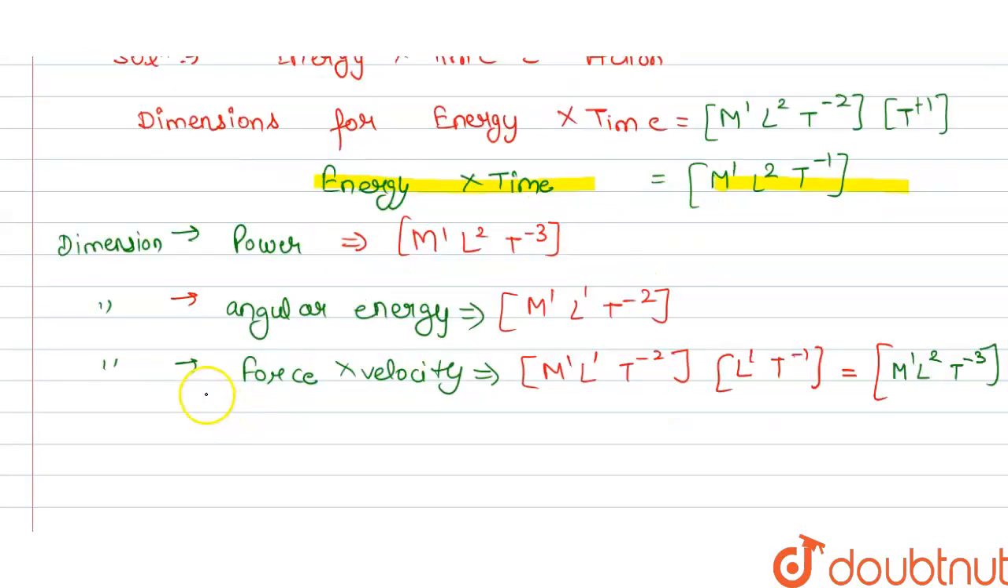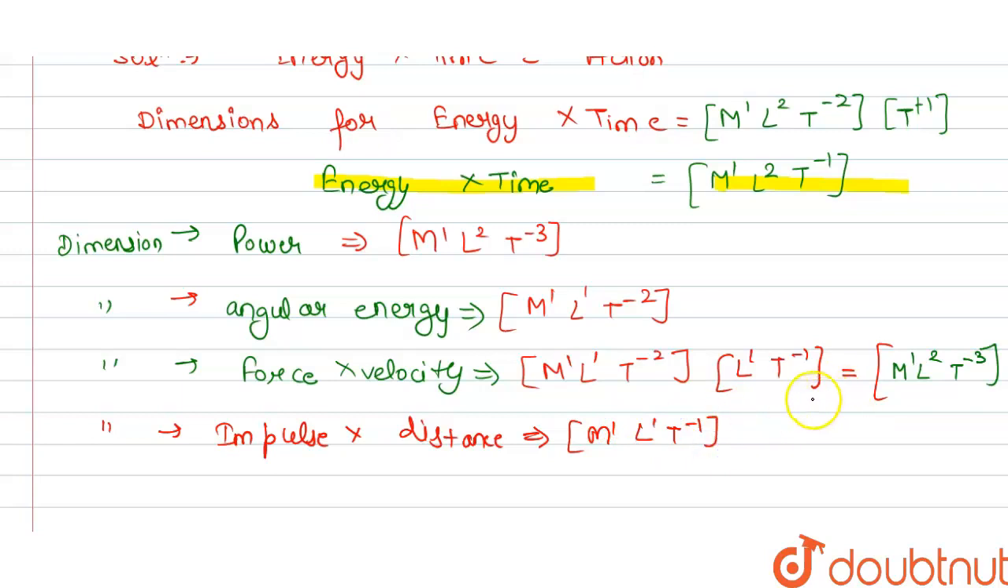Now we are left with only impulse into distance. For this, impulse is M1 L1 T -1, and distance is L1. On solving this we get M1 L2 and T -1. So this is similar to this one.